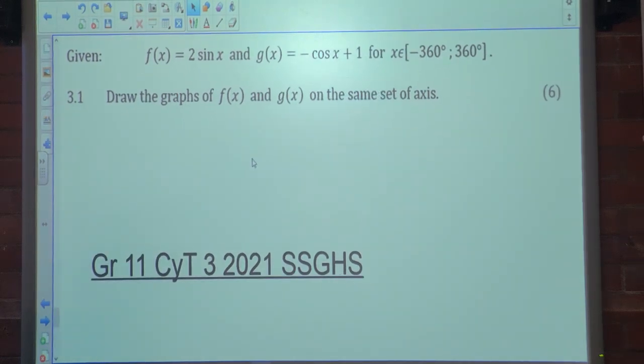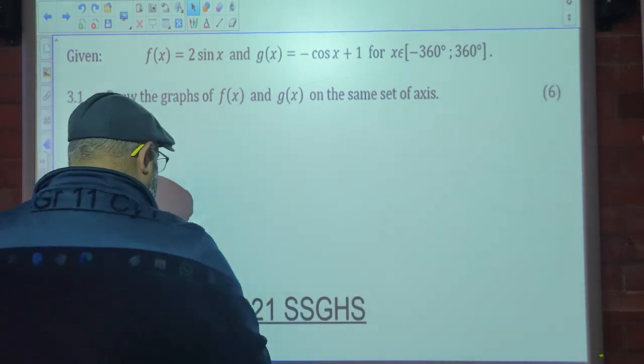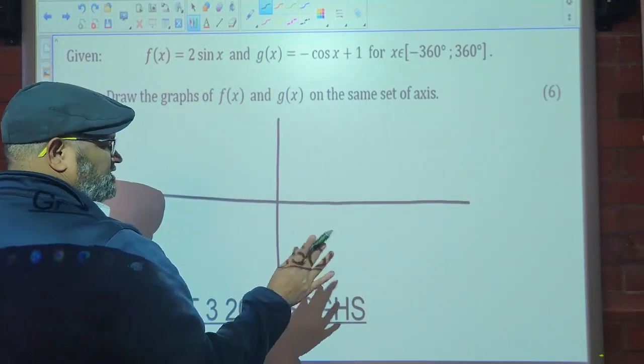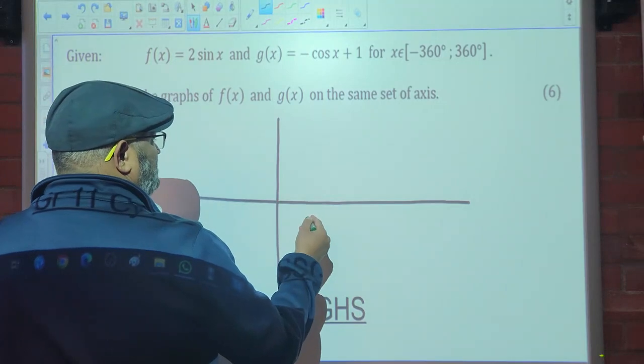Here we are given f of x equal to 2 sine x, and g of x equal to negative cos x plus 1, for x an element of negative 360 to 360. Draw the graph on the same system of axes. Okay? So here, this is by approximation. You should be using a ruler and so on.